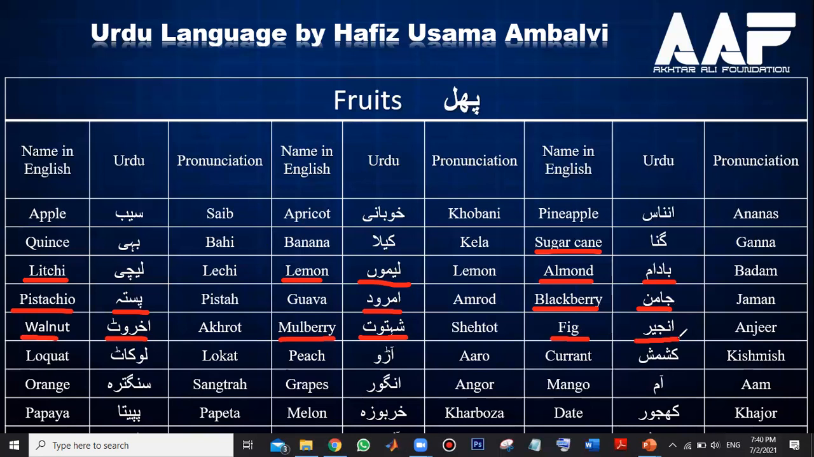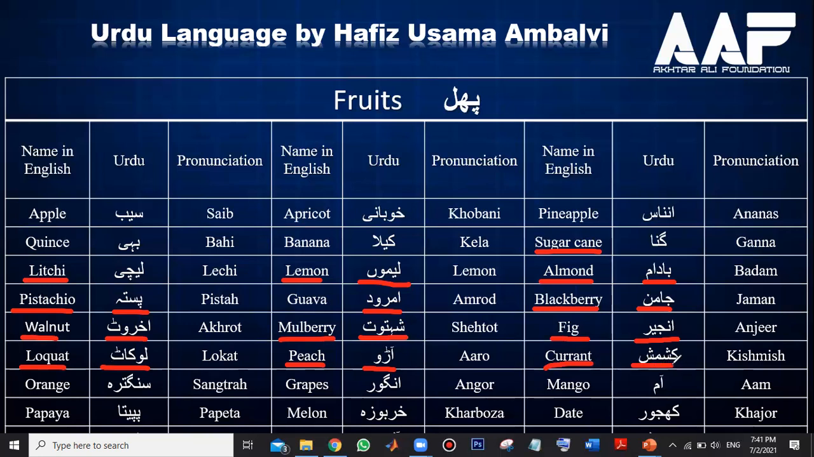Injeer is also the same in Turkish. And lukat is the same. For peach, we have aadu. Then for currant, we have kishmish.